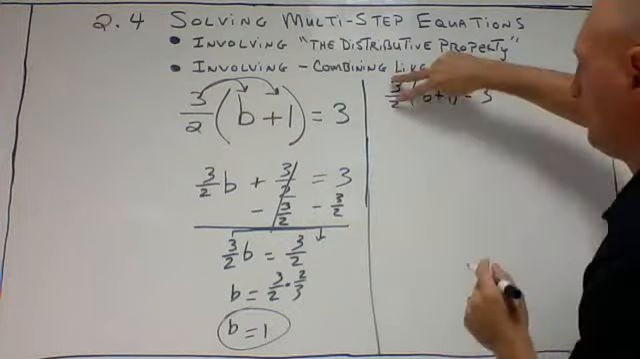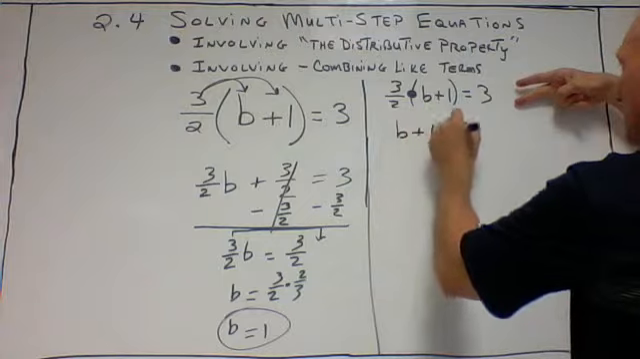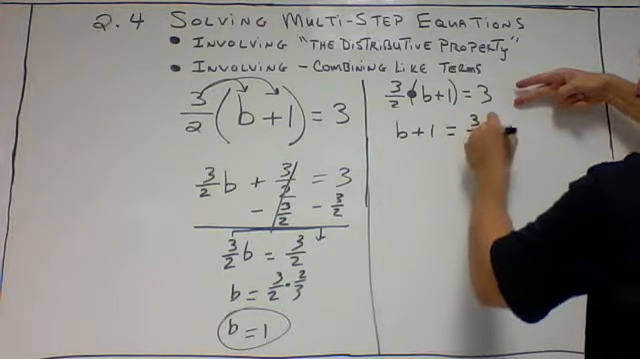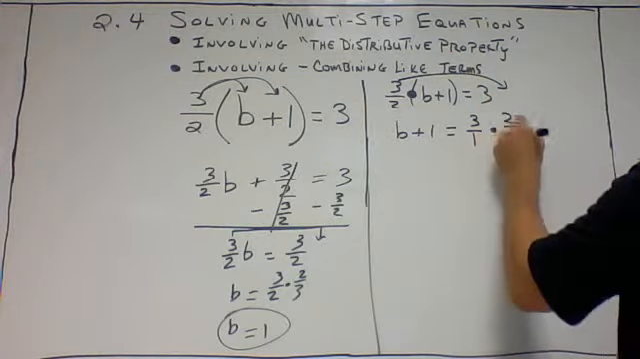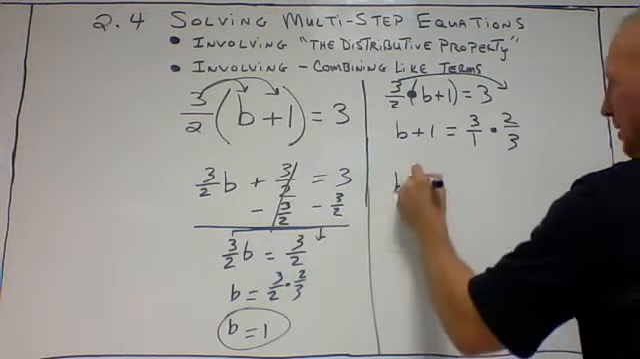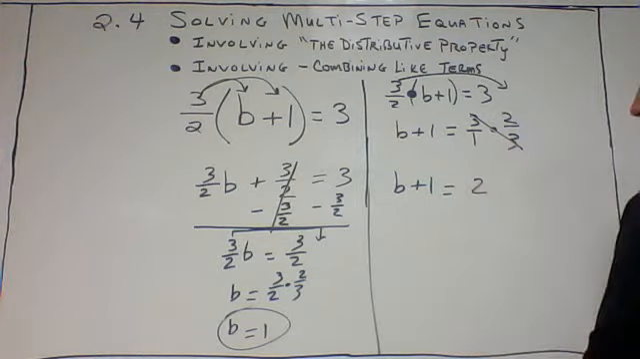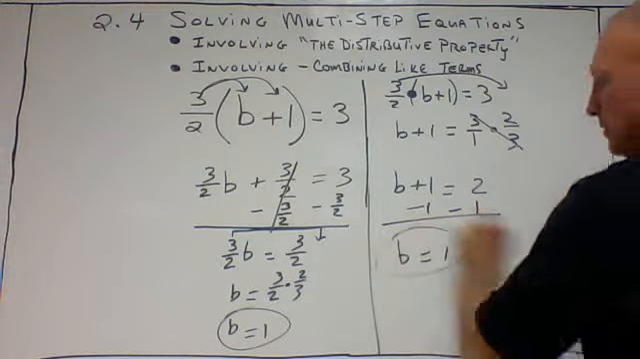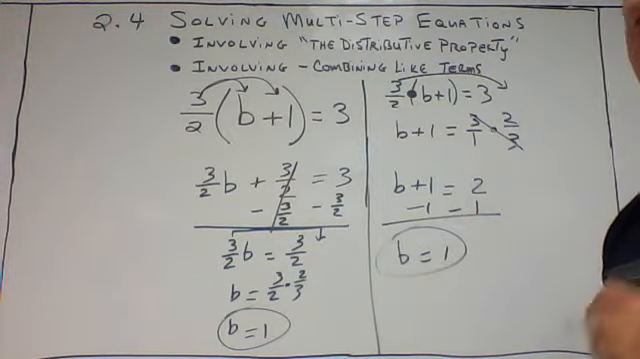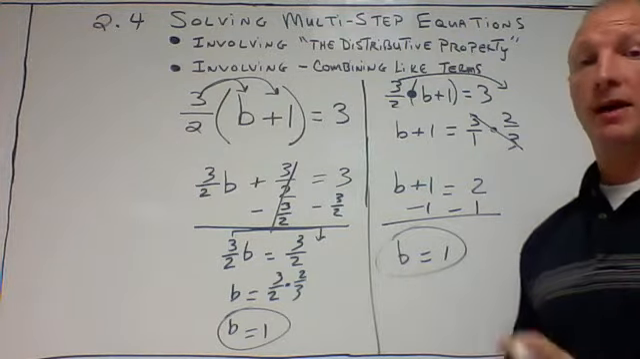So I'm going to pick this up, bring it on this side. So now I have b plus 1 equals 3 over 1 times 2 over 3. And then I got b plus 1 equals, the 3's simplify, I get 2. Subtract 1 from both sides. b equals 1. There's always going to be numerous ways of solving any equation.